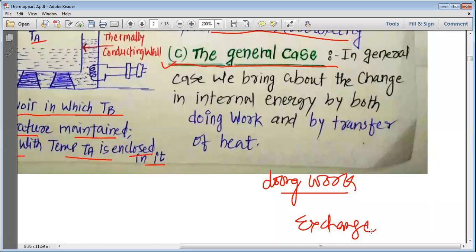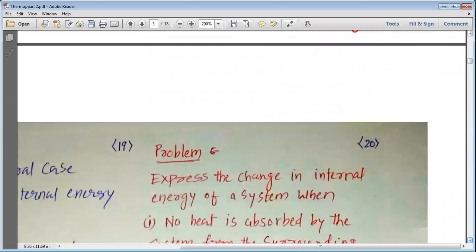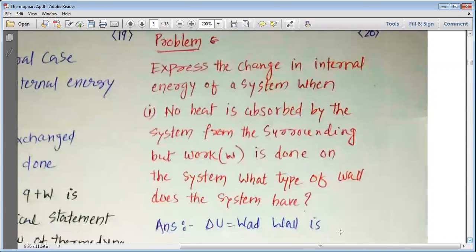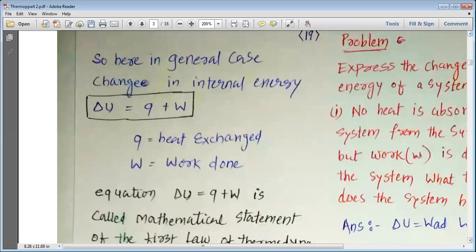So when we exchange heat as well as do work, we can say that it is the general case. In the general case, we bring about the change in internal energy by both, that is by doing work and by transfer of heat. Let us study what happens and how we calculate the internal energy of the system.